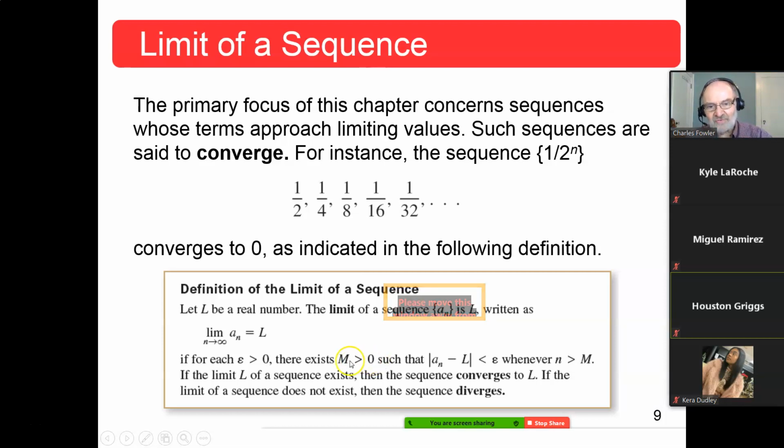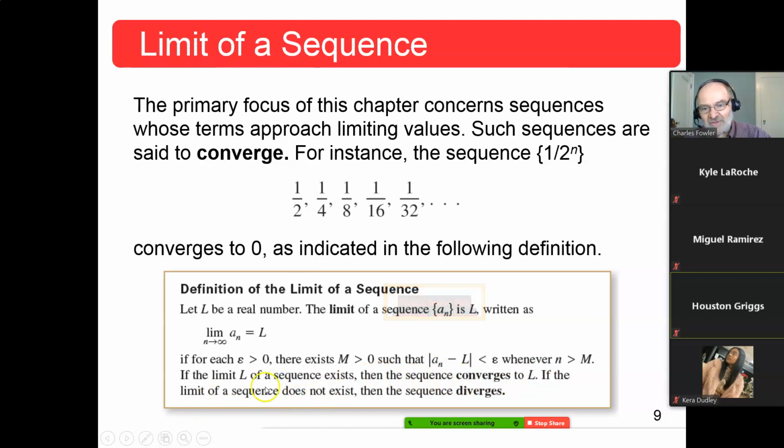That's also greater than 0, such that if the difference between the a sub n here, that's that ith entry here, and the limit L is less than epsilon, that small positive number, whenever n is greater than that m that you picked, then that limit exists. If the limit L of a sequence exists, then the sequence converges to L.